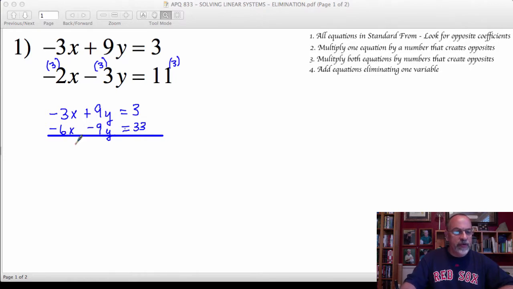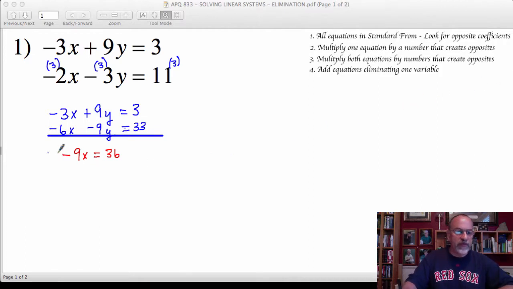So -3 and -6 is -9x. 9y and -9y is 0. And then I have 33 plus 3, which is 36. I have now eliminated the y variable because I created opposites, and now I can solve for x.